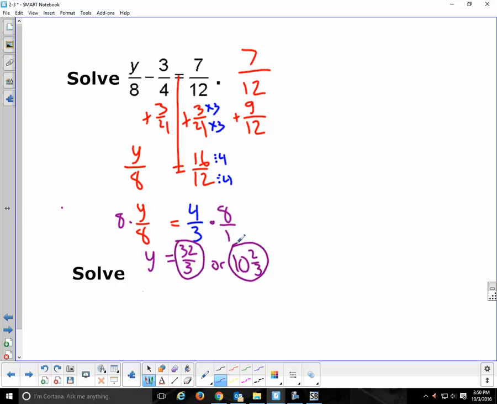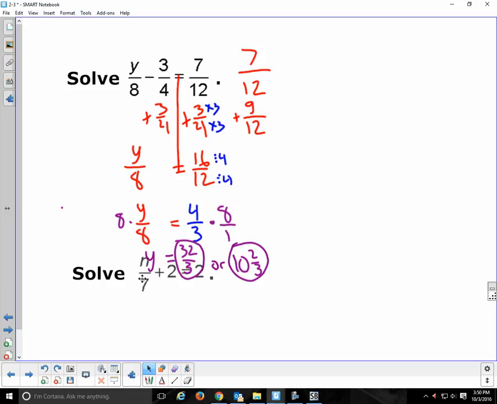Lots of work. I mean, looking back at it, there's a lot that we did there, but we followed the steps. We dealt with adding or subtracting first. We got common denominators, added them together. I reduced it just because I don't like big numbers if I can help it. And then it's y divided by 8. So I did times 8 and multiplied the top times the top, bottom times the bottom.